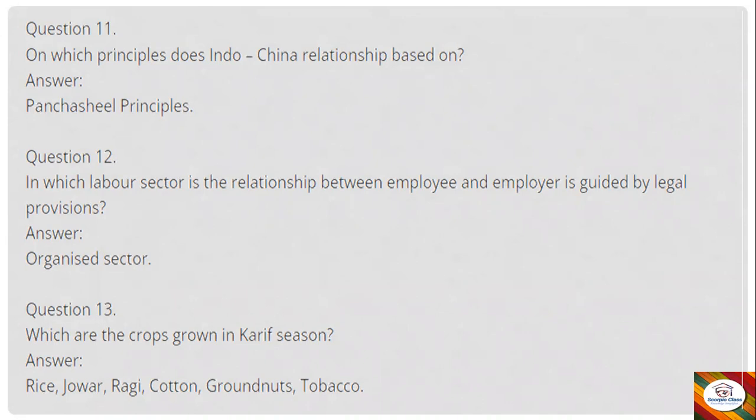Panchashil principles. Question 12. In which labor sectors is the relationship between employee and employer guided by legal provisions? Answer is organized sector. Question 13. Which are the crops grown in Kharif season? Answer. Rice, jowar, ragi, cotton, groundnuts, and tobacco. So these are the crops grown in Kharif season.